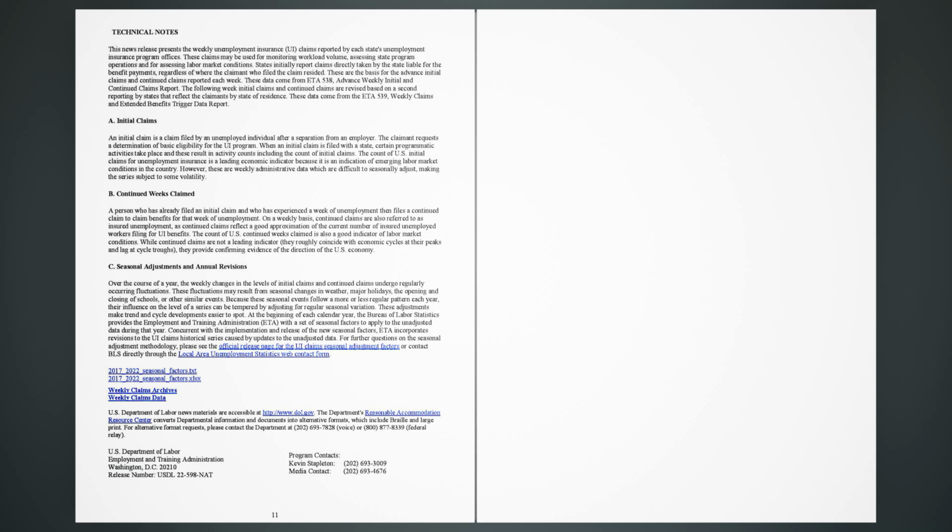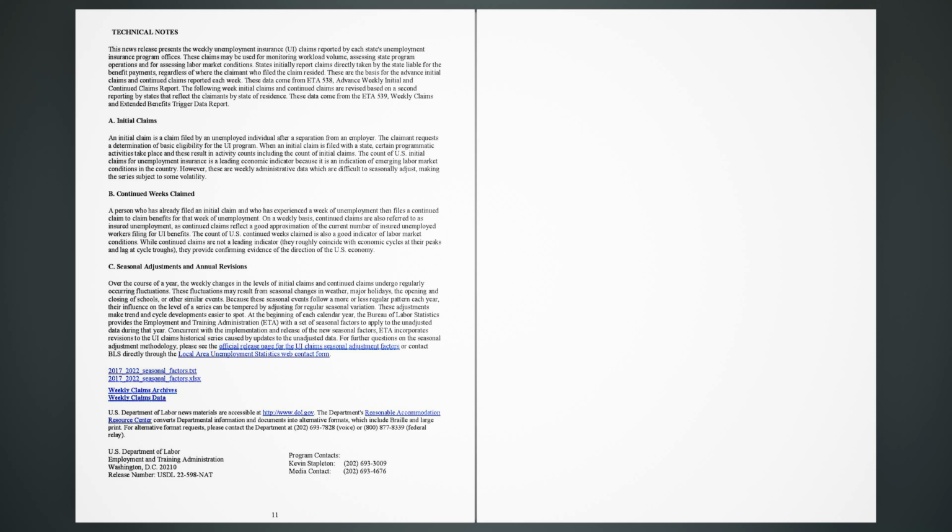States initially report claims directly taken by the state liable for the benefit payments, regardless of where the claimant who filed the claim resided. These are the basis for the advance initial claims and continued claims reported each week. These data come from ETA 538, Advance Weekly Initial and Continued Claims Report. The following week, initial claims and continued claims are revised based on a second reporting by states that reflect the claimants by state of residence. These data come from the ETA 539, Weekly Claims and Extended Benefits Trigger Data Report.